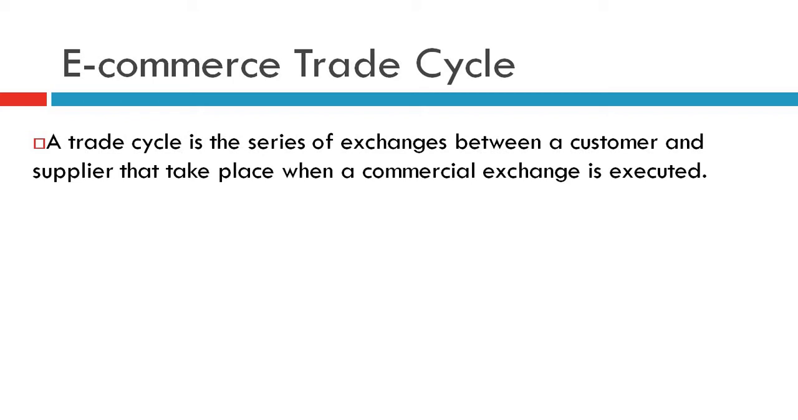A trade cycle is a series of exchanges between a customer and a supplier that takes place when commercial exchange is executed. This means that trade cycle has a number of steps, and these steps are executed between a customer and the supplier if they want to buy and sell some products. Okay, so this is the definition of trade cycle. You have to write the definition as it is.